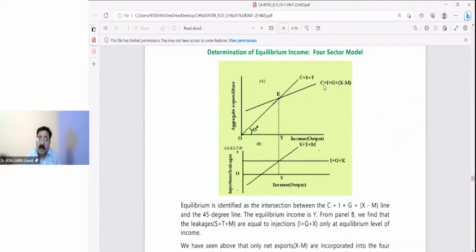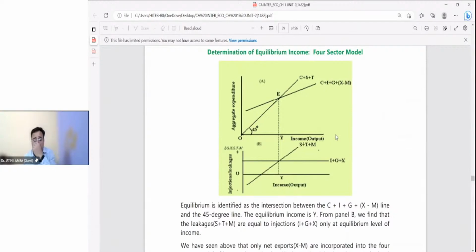Now, consumption, and what is aggregate demand? This is the aggregate demand function. It is the sum of C plus I plus G plus NX, but the function will remain the same. Right? So where it intersects, it will be the equilibrium point. This is income. And now this lower part shows the leakage and injection approach. So what are the leakages? Saving, taxes and imports. Here import will be added to the leakages.